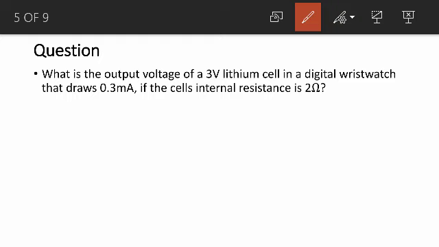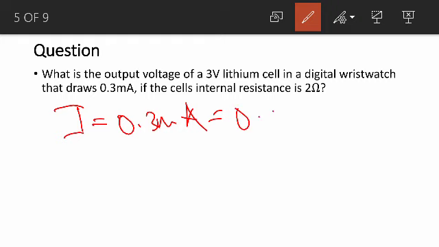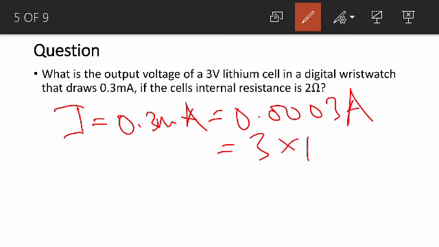A 3-volt lithium cell in a digital wristwatch that draws 0.3 milliamperes, if the cell internal resistance is 2. Now we have an idea of the EMF, we have an idea of the current drawn. So we can say that I is equal to 0.3 milliamperes, and milli there means divide by 1000. So it's going to give us 0.0003 amperes, okay? Or if we like, we can say 3 times 10 to the power minus 4 amperes as our current.